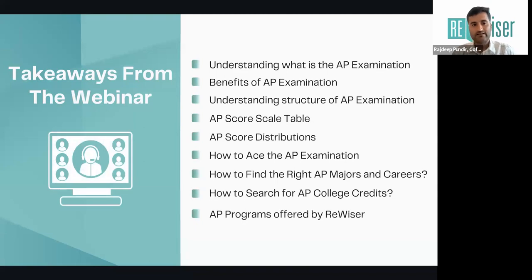For today's webinar, these are the major topics that I'm going to touch upon. We'll talk about what AP examinations are, what the benefit of doing this examination is, why one should be doing it, whether you should even be doing it or not, what the structure of this examination is, how the scoring works, how the scaling works, and if you've decided that you want to do an AP, how you figure out which is the right AP for your child. I think these are a couple of things that we're going to talk about in today's webinar. And then towards the later half, just for the last 5 minutes, I'll also talk you through how ReWiser as a company can help you prepare for your AP exam prep.